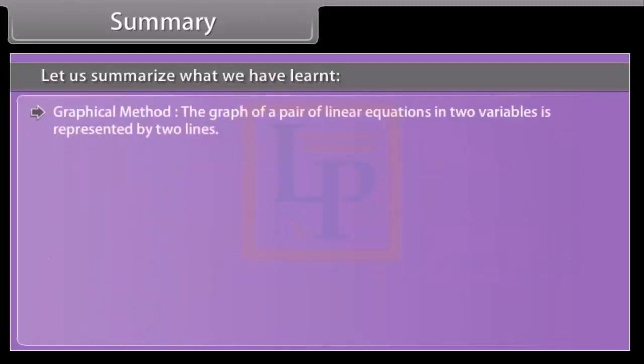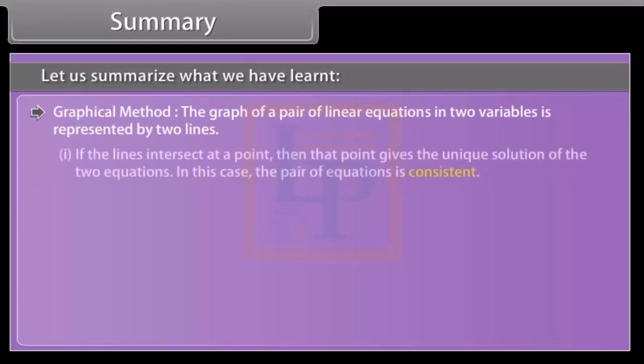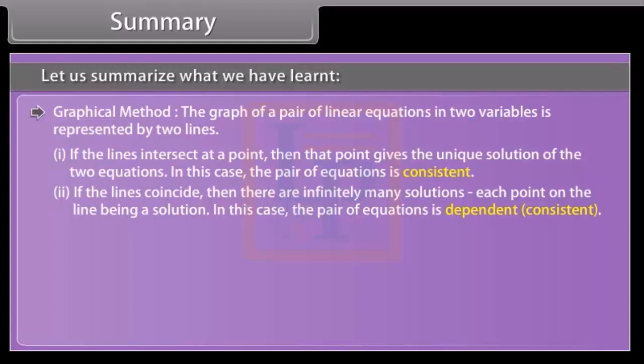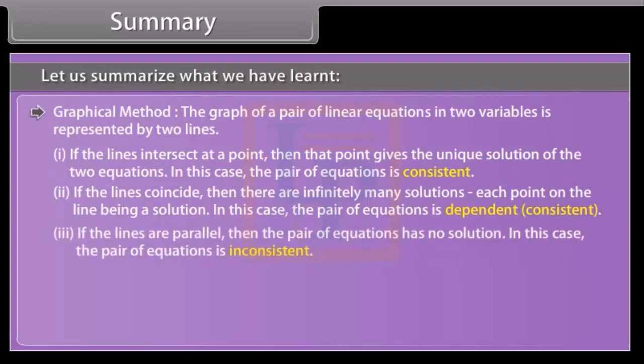Graphical method. The graph of a pair of linear equations in two variables is represented by two lines. 1. If the lines intersect at a point, then that point gives the unique solution of the two equations. In this case, the pair of equations is consistent. 2. If the lines coincide, then there are infinitely many solutions, each point on the line being a solution. In this case, the pair of equations is dependent, consistent. 3. If the lines are parallel, then the pair of equations has no solution. In this case, the pair of equations is inconsistent.